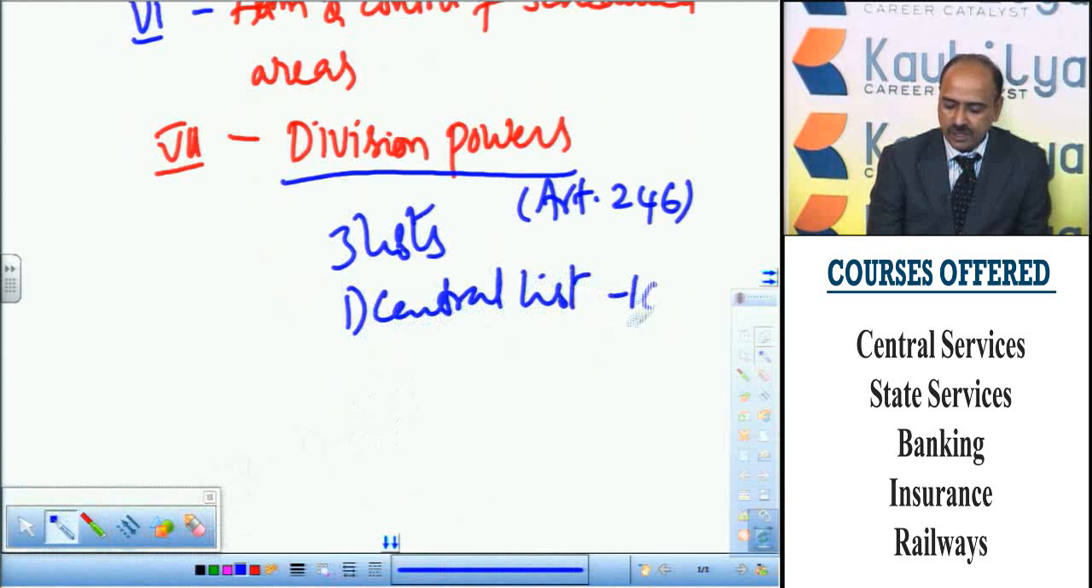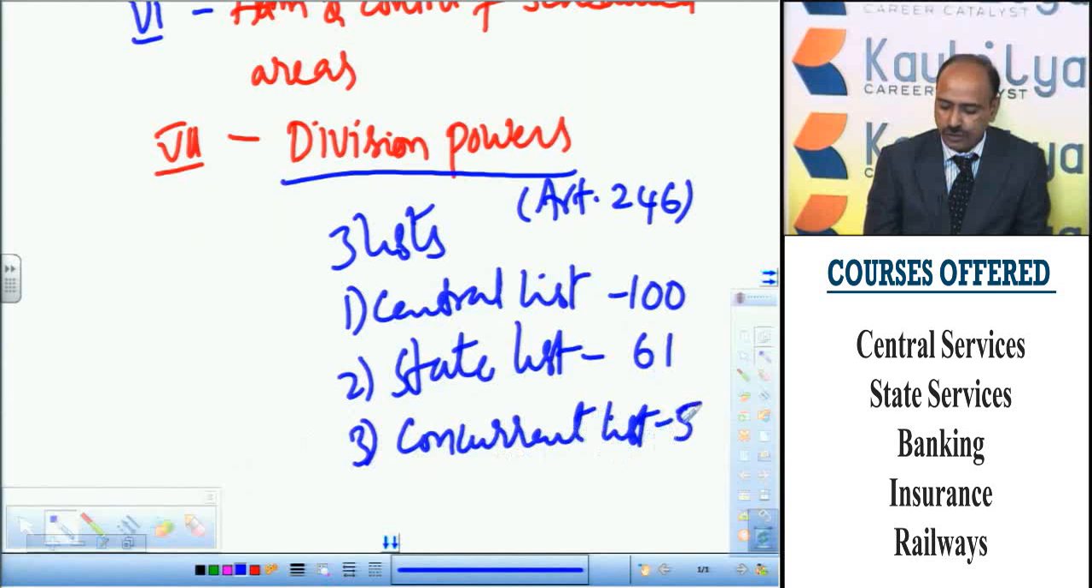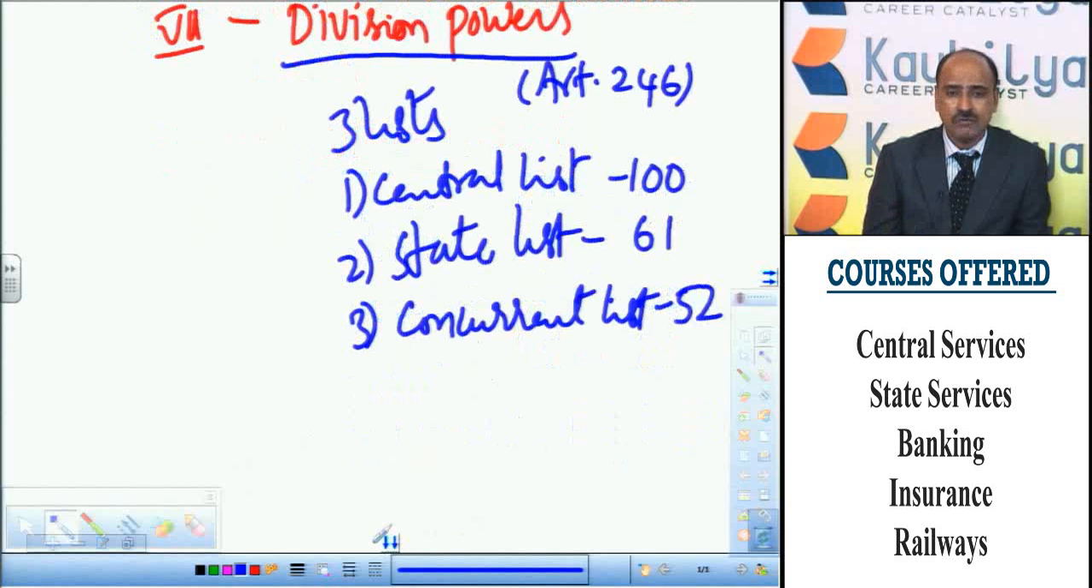Presently 100 items are there in the central list. Number 2 is the state list: 61 items are there. Items are subjects. Number 3, the concurrent list: 52 items are there. If any item is not mentioned in the central, state or concurrent list, that item automatically goes to the central government. Already we discussed that; those are residuary powers.